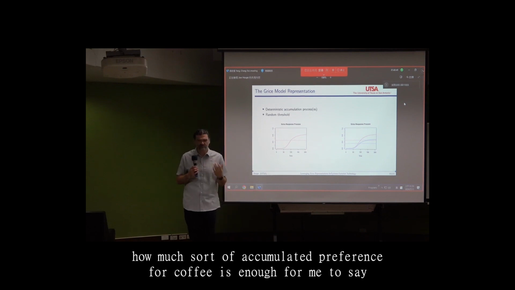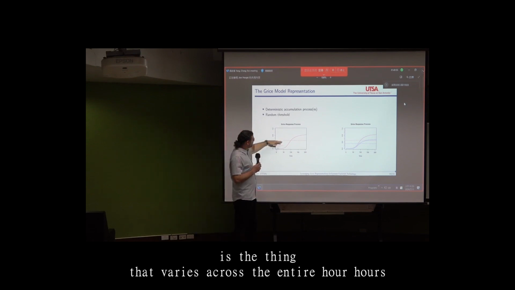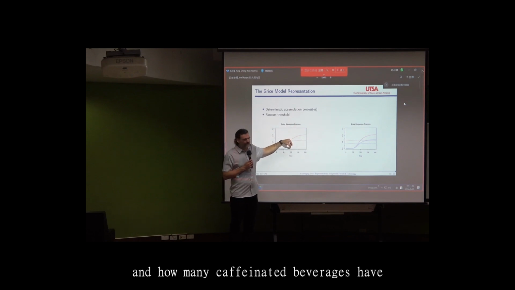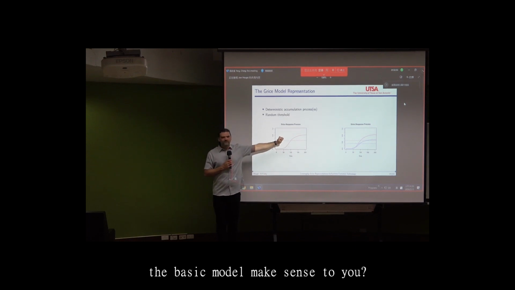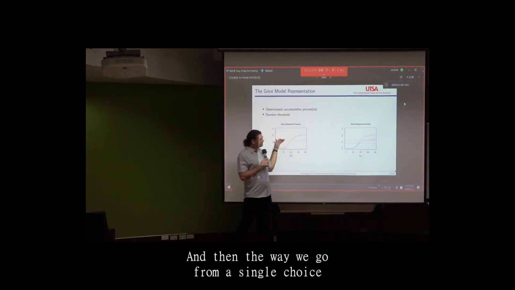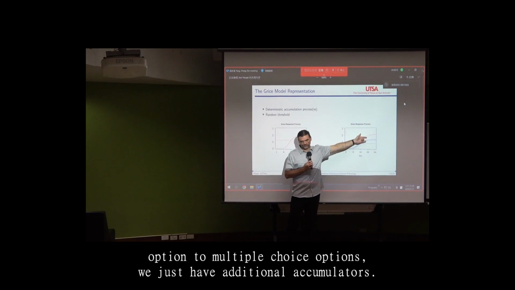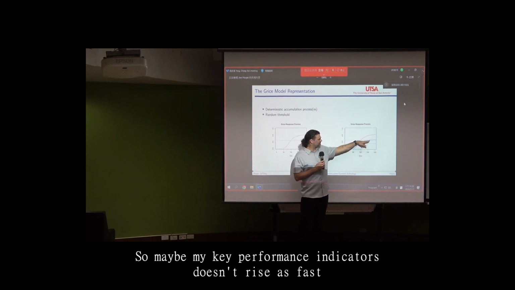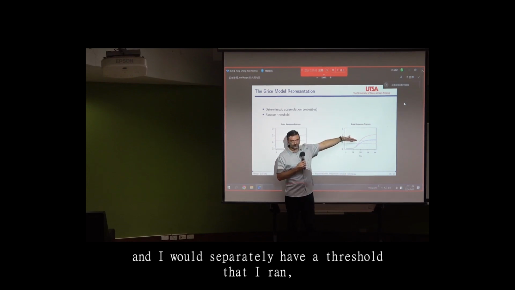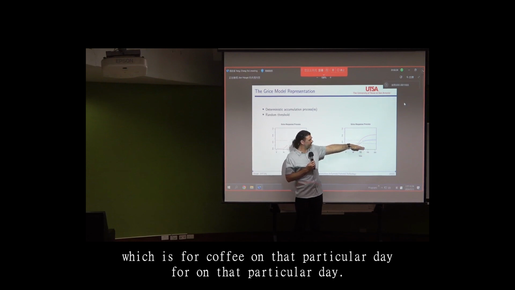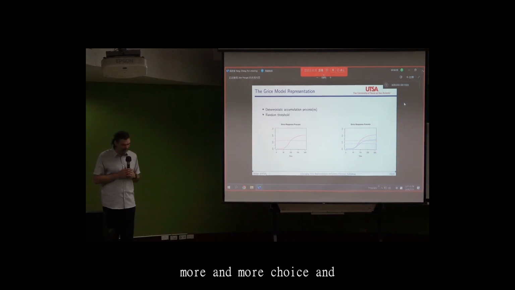How much accumulated preference for coffee is enough for me to say, I'm going with coffee today, is the thing that varies from day to day or hour to hour, depending on how many caffeinated beverages I'm having. Does that basic model make sense to everybody? And then the way we go from a single choice option to multiple choice options is we just have additional accumulators. So maybe my tea preference indicator doesn't quite rise as fast. And then I would separately have a threshold that I randomly choose for coffee on that particular day and for tea on that particular day. And so this offers the flexibility of adding more and more choices fairly easily.